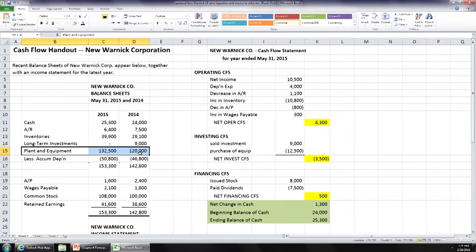Okay. What about this change in plant and equipment of 12,500, that increase? Is that represented somewhere on the cash flow statement? It's under investing. Right there. Okay. All right. What about this accumulated depreciation? Now, how much did accumulated depreciation change by? Increased by 4,000. It increased by 4,000.